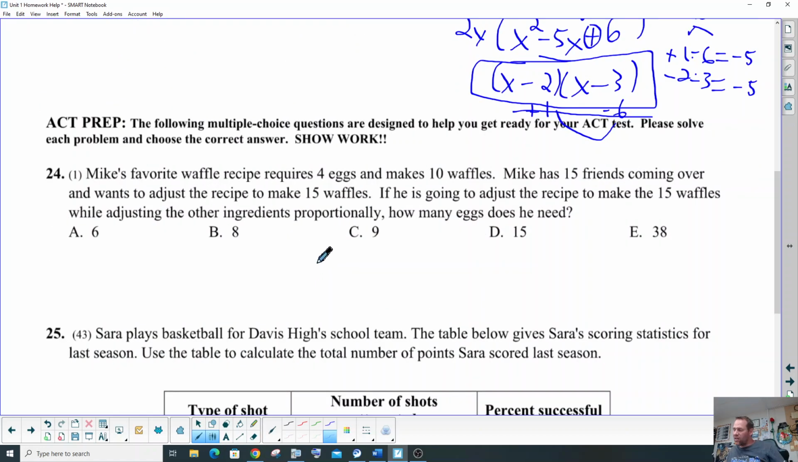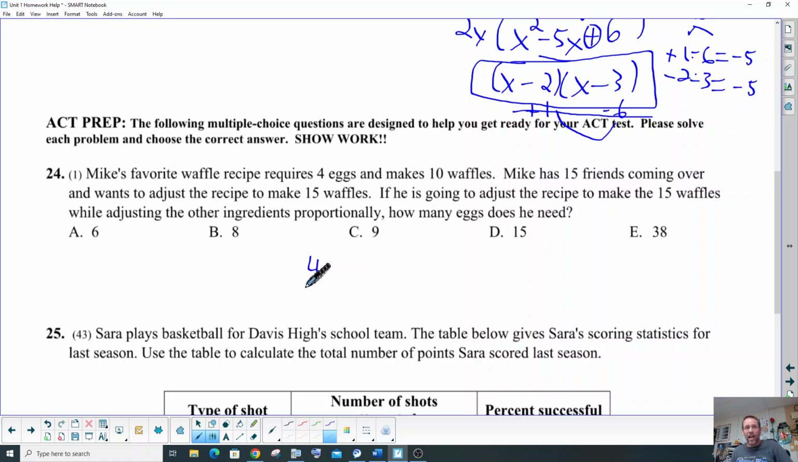Okay, let's see here. Mike's favorite waffle recipe is 4 eggs, and it makes 10 waffles. He has 15 friends coming over and wants to adjust the recipe to make 15 waffles, not just 10. If he's going to adjust the recipe to make 15 waffles, what do you think he would have to do? What kind of problem is this? Think about it. 4 eggs makes 10 waffles.